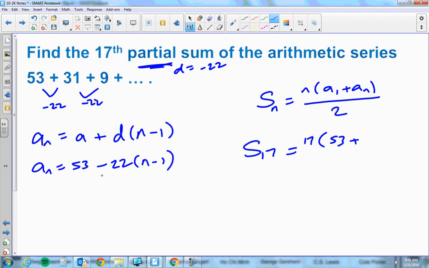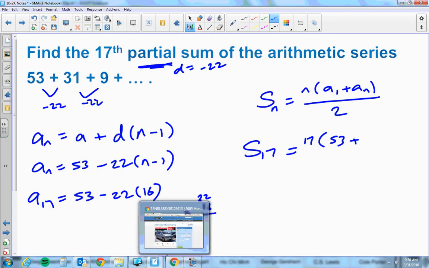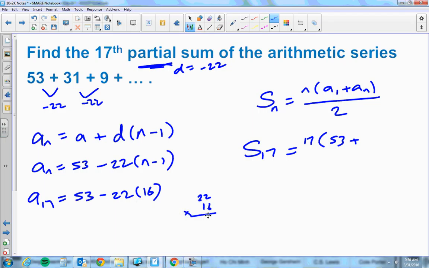And once again, the logic is, like here, we're trying to get to the 17th term. To get from the first term to the 17th term, you'd have to subtract 22 16 times. There's 16 jumps between the first and 17th term. That's why it's n minus 1 there. All right, do the arithmetic. I'll leave it to you to figure out 22 times 16. And then when you subtract, you get negative 299. So that's the missing part that we need in our formula.